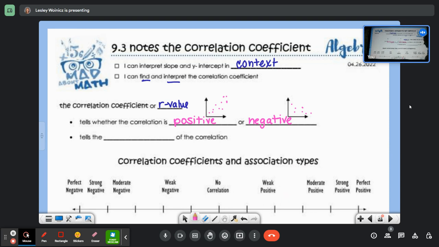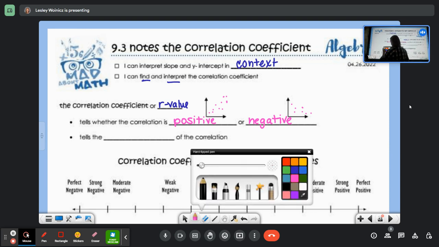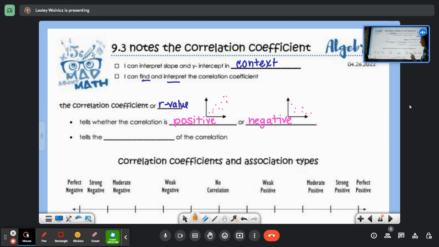The second job of the R value, which will be particularly important, is to tell us the strength of the correlation. So we will be able to tell by the R value whether our correlation is strong, moderate, or weak. So here's how it works.